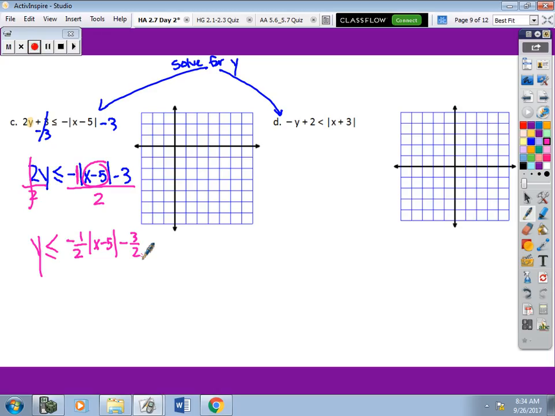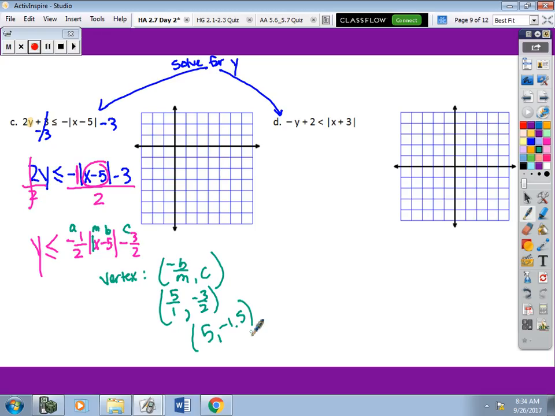All right, now let's find our vertex. -b divided by m, comma c. So this is my, remember, this is not your m value. This is your a value out front. That's your stretch or your shrink. The m value is technically a 1. The b is a -5, and the c is a -3/2. So we'll take the opposite of b, which would be a +5, over 1, comma, -3/2, or -1.5.